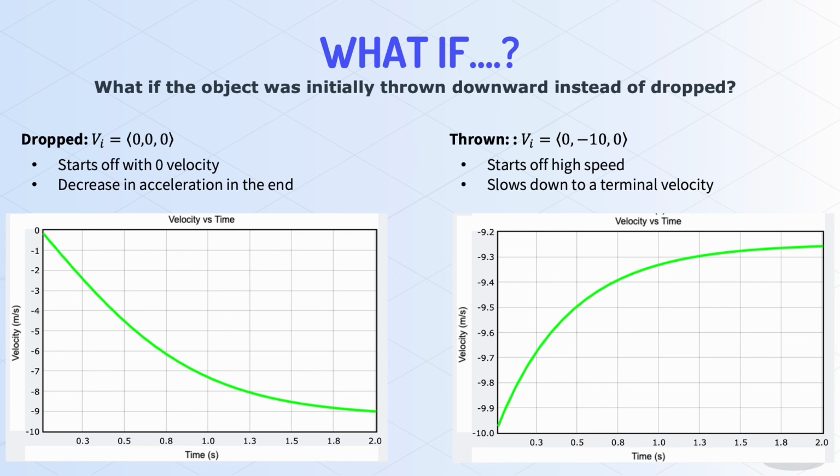What if the object was initially thrown downward instead of dropped? On the model on the left, you can see that if the object was dropped, the initial velocity would be 0, and the acceleration slowly decreases until the end, which means it reaches terminal velocity. On the graph on the right, it shows that if the initial velocity was -10, it starts off with a really high speed, and it slows down to a terminal velocity. So, regardless of initial velocity, the object would tend toward terminal velocity in the long run. The terminal velocity is independent of the initial velocity.